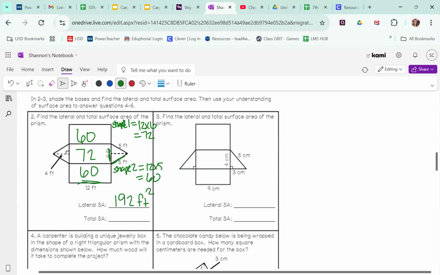Now, if I want to add in the other one, the bases, so shape 3, I'm going to get 6 times 4 divided by 2. Because we have 6 is the base, 4 is the height. So we get 12. But remember, there's 2 of them. So when we add that together, we end up getting 216 feet squared.